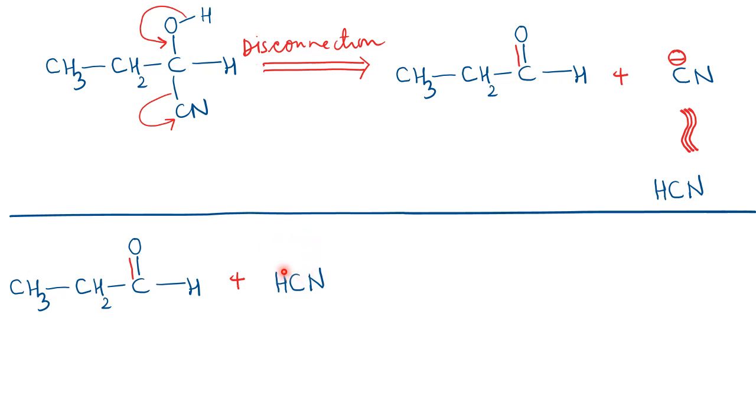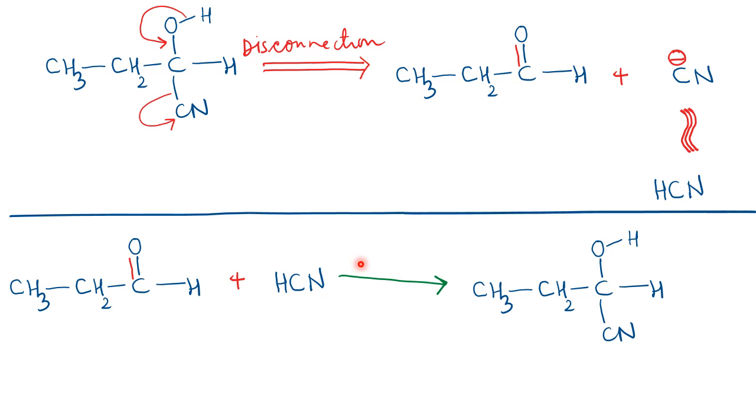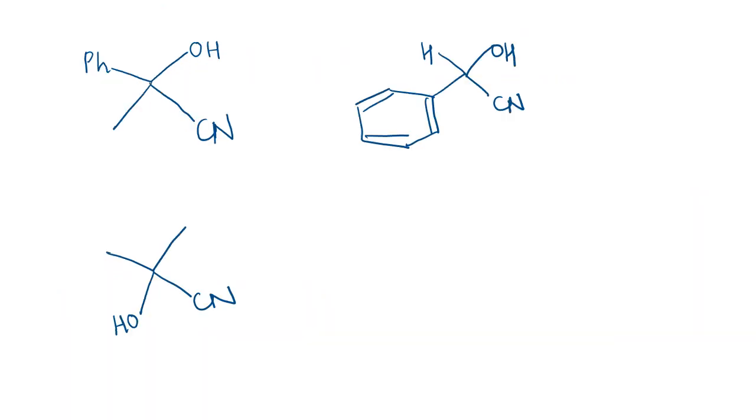Hydrogen cyanide is a weak acid. It gives H plus and CN minus ion. CN minus is a nucleophile, and in this molecule carbon is electron deficient. So what will happen is CN minus will attack on this particular carbon. When you make one, you break one. So we get the final product here. This is an example of nucleophilic addition reaction. These are the cyanohydrins which can be prepared from the corresponding aldehydes and ketones.